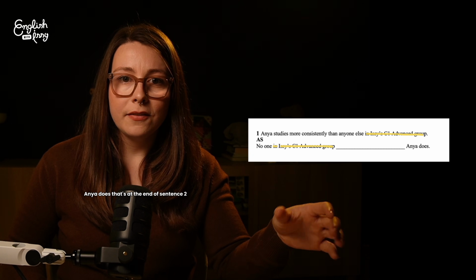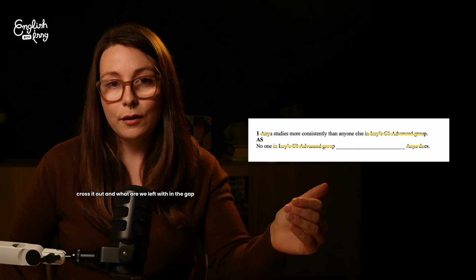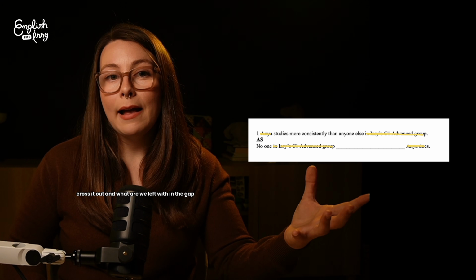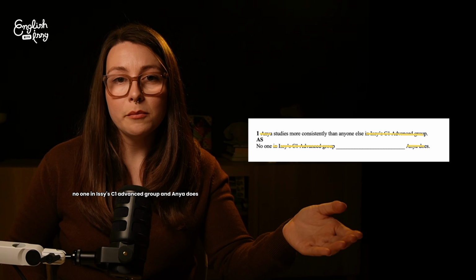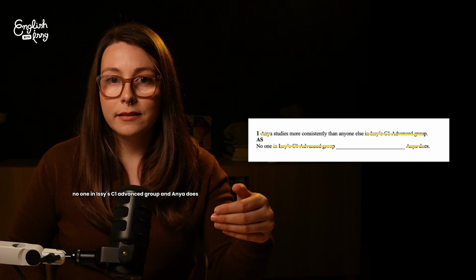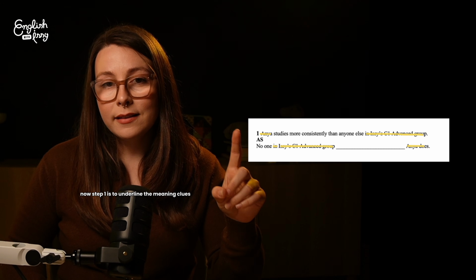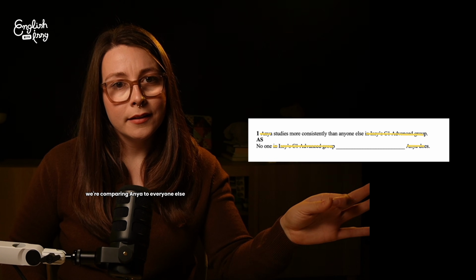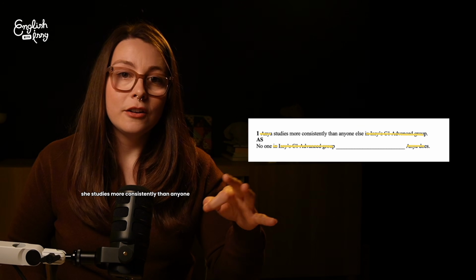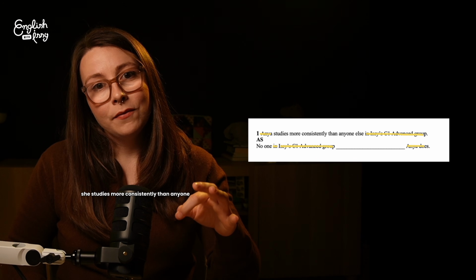Anya does. That's at the end of sentence 2. Cross it out. And what are we left with in the gap? Something between no one in Izzy's C1 advanced group and Anya does. Now, step 1 is to underline the meaning clues. We're comparing Anya to everyone else. She studies more consistently than anyone.